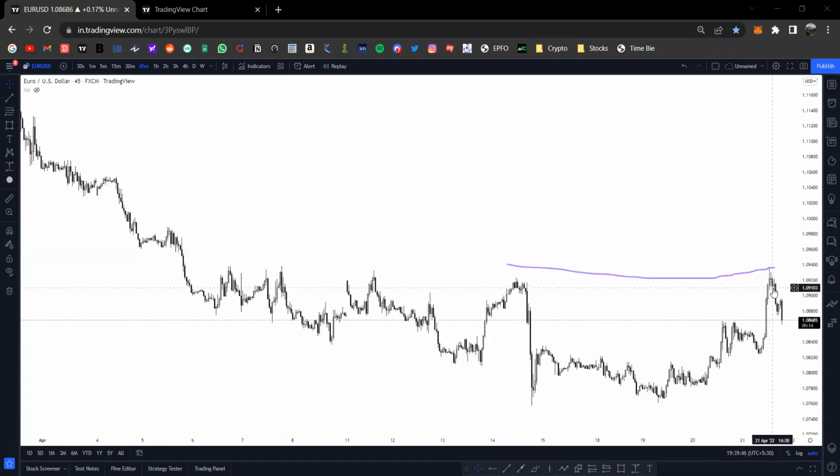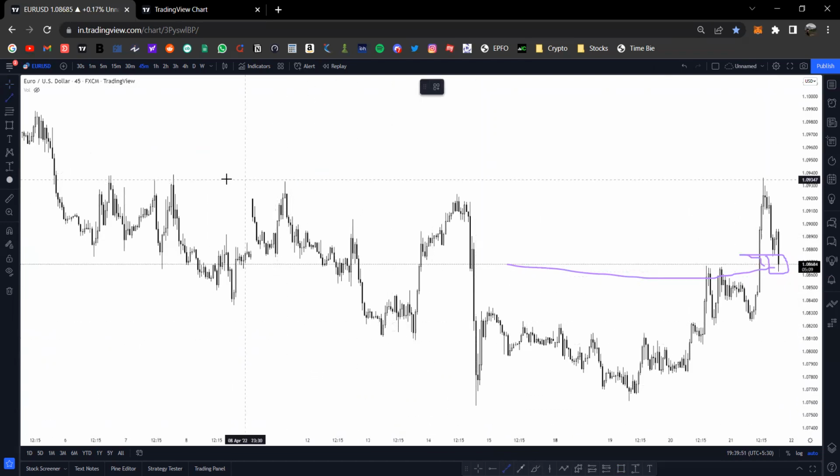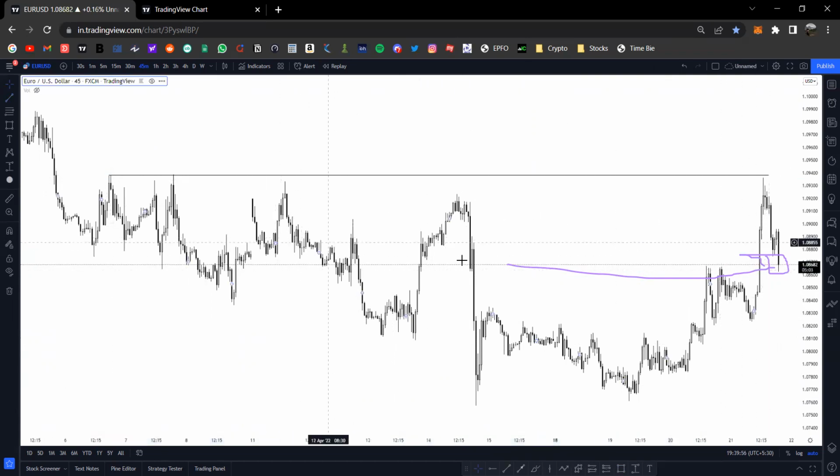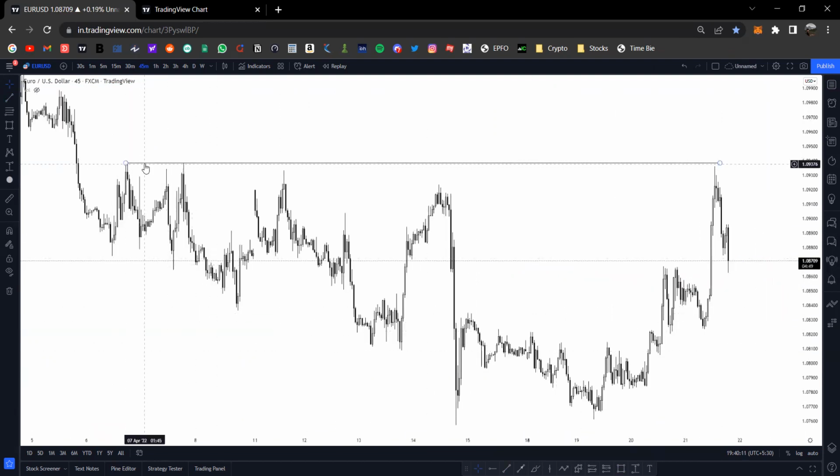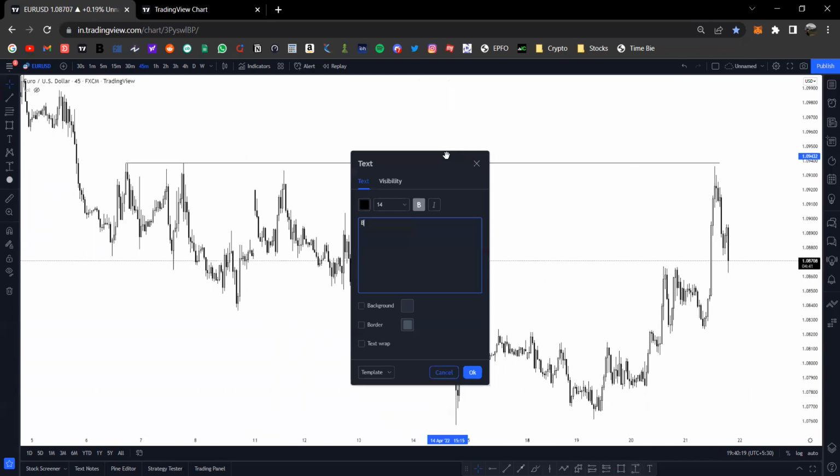This one can be a good point of interest, but if you see the overall structure, this is some kind of buy side liquidity. Buy side liquidity means this kind of resistance area which retail traders make. That's where ICT calls that buy side liquidity.